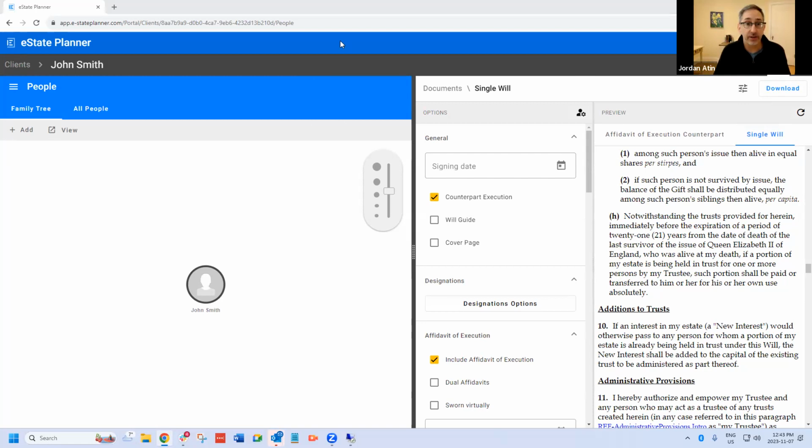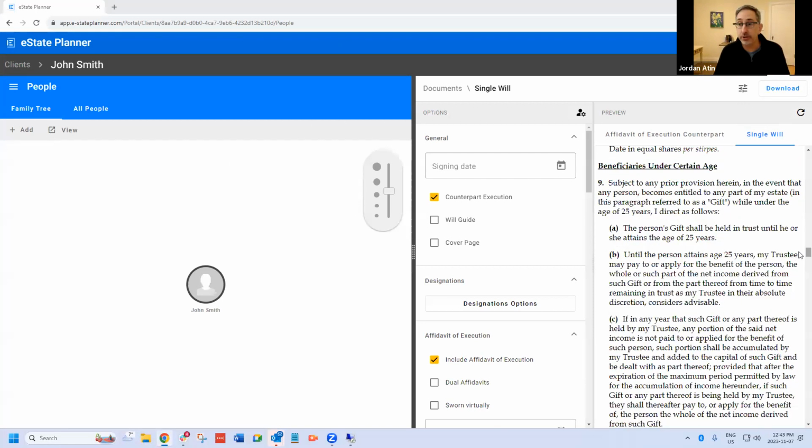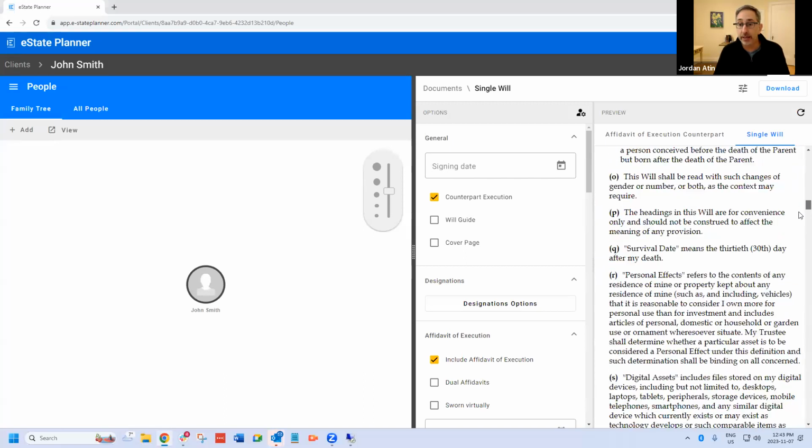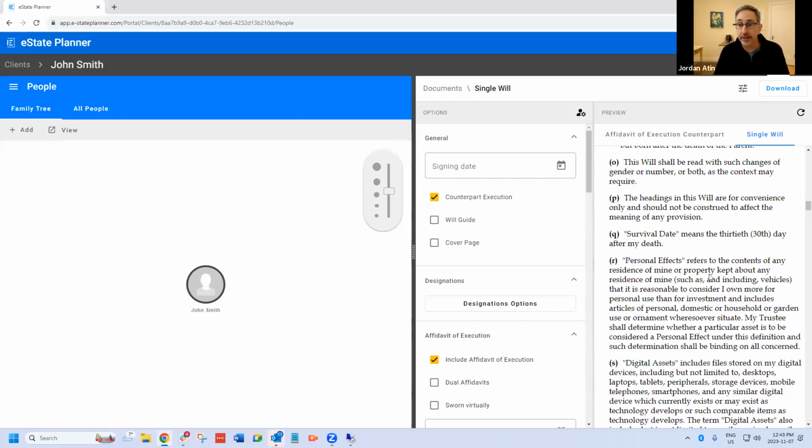Happy to. Are cars included under personal effects? Yes. So by definition, of course, you can change the definitions, but in our standard definition, it includes vehicles. Again, you could change that definition if you like.